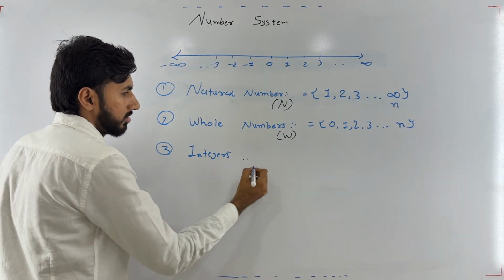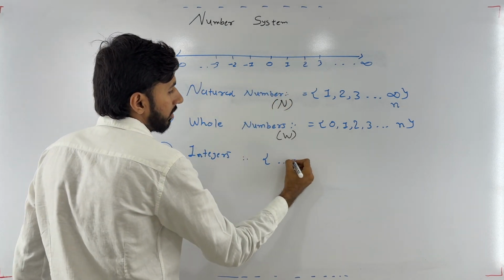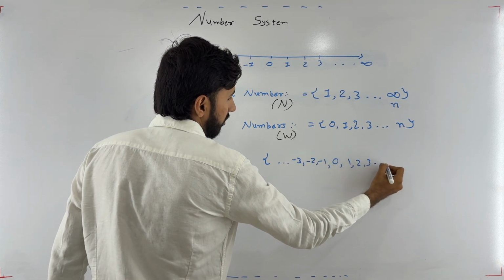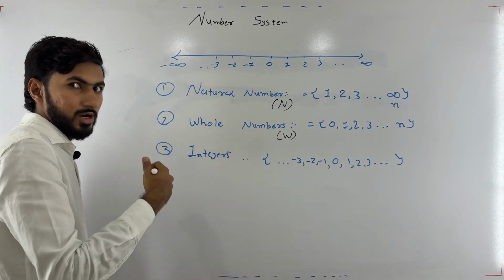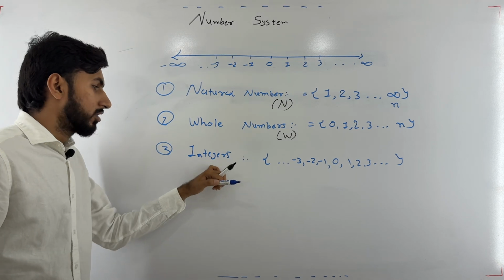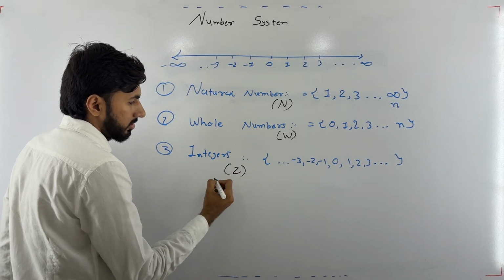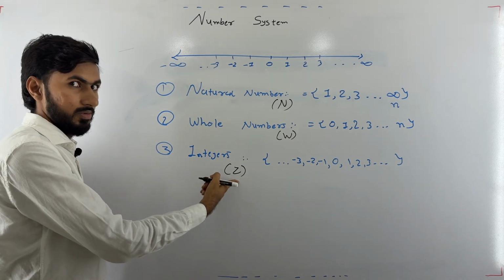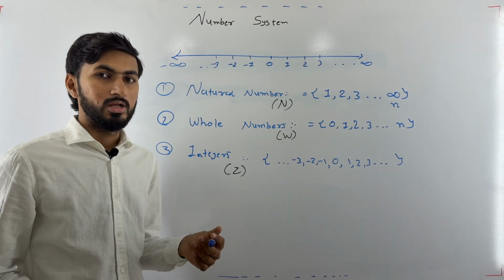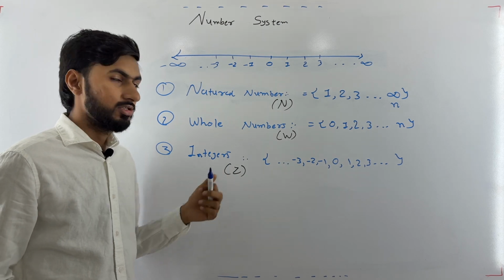In integers, what type of numbers come? The numbers you can see on the number line: -3, -2, -1, 0, 1, 2, 3. Both sides go up to infinity, right? Now what is the symbol that we use to represent integers? It is Z, and here it is I, but you represent it as Z. The Z is for Zahlen. In the German language, Zahlen means to count, so we represent integers as Z.